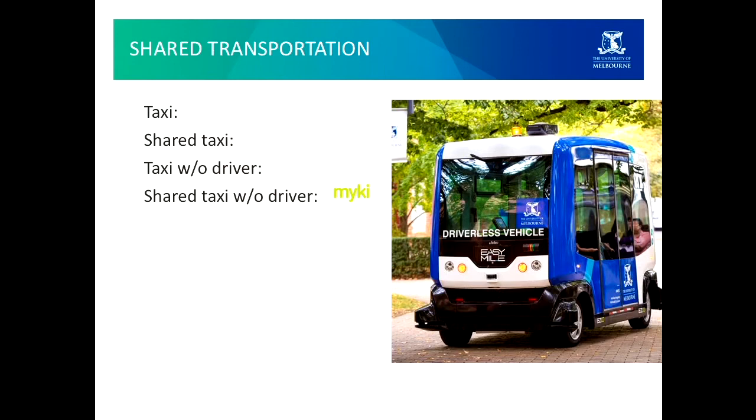Shared transportation might be one of the keys to address congestion. We don't have one person in the car, but two or three persons in the car. We reduce the number of cars on the street automatically for the same number. Now, we are all familiar with taxis. We now get shared taxis from Uber Pool, say.